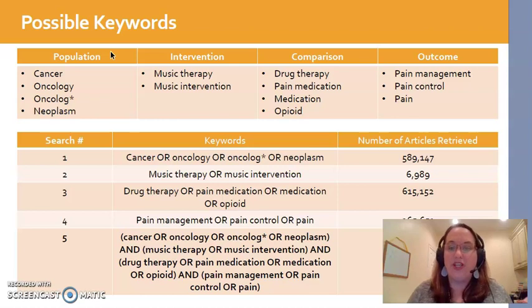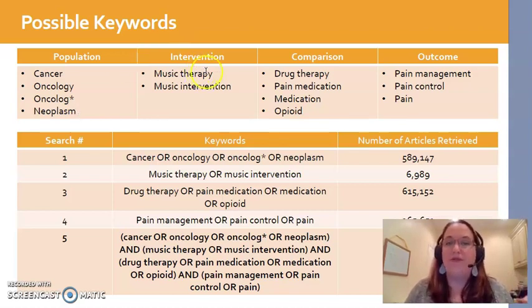So for example, I want my population to be cancer patients. I don't necessarily want to say cancer patients. The tighter and cleaner you can make it, the better. So I did cancer, oncology. I used my asterisks, so that could look up oncologic, oncological, all kinds of different things, and neoplasm, which is obviously another name for a tumor, so it's associated with cancers.